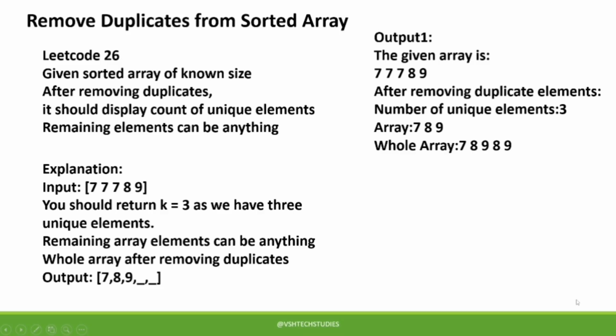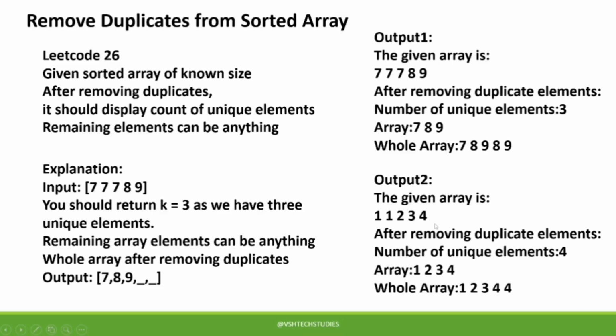So this is output 1. Then output 2, for the same program, if you give this input, after removing duplicates, the number of unique elements is 4 here. So 1, 2, 3, 4, because 1 is repeated twice, only one will have to be taken. So the array is 1, 2, 3, 4. Whole array if you display, first the unique elements, that is k equal to 4, only 4 matter. The remaining elements, shown this way, they can be anything.